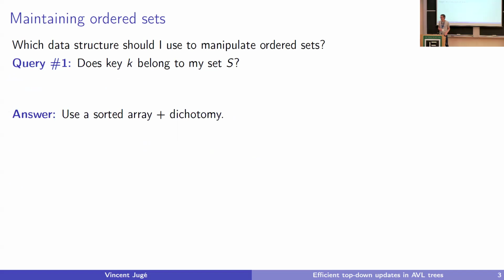So first, we want to maintain ordered sets of elements. And so I'm wondering which kind of data structure I should use to do that. Basically, there will be a bunch of queries I need to answer in an efficient manner. My basic query is: I have some key K, I have my set S, and I want to know whether the key K does belong to the set S or not. If I just want to answer this kind of queries, a plain old sorted array plus a dichotomy approach should be fine.